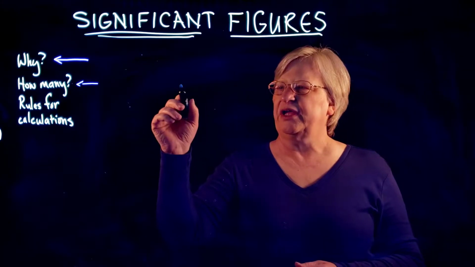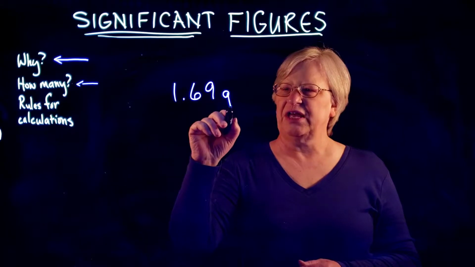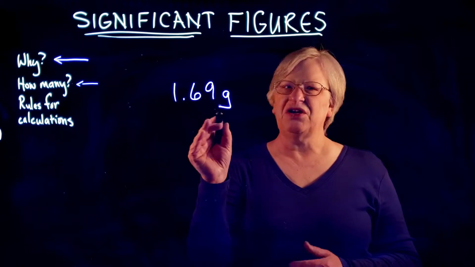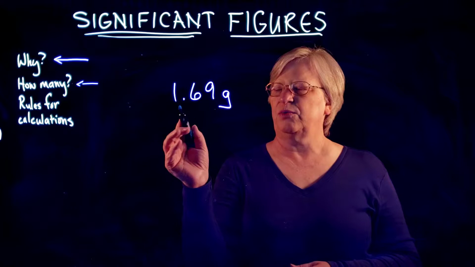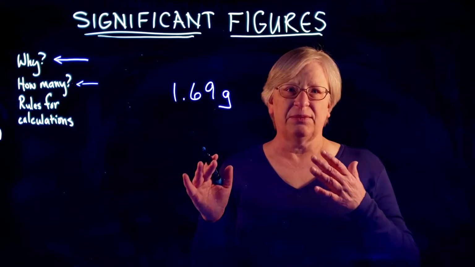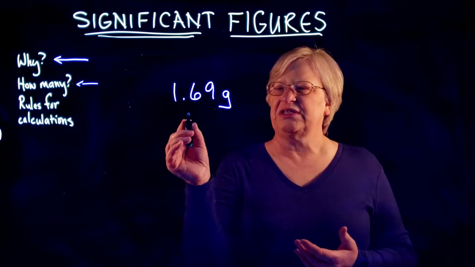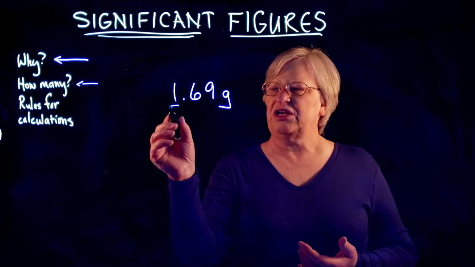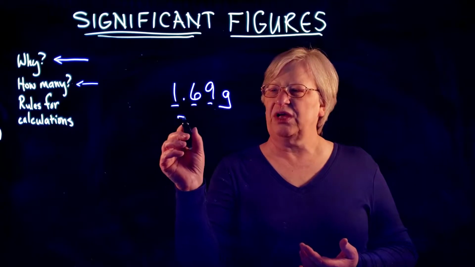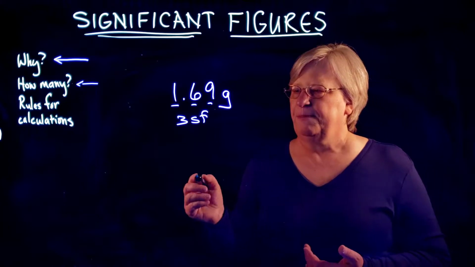So let's look at a number and say how many significant figures it has. When we measure something on a balance and the balance reads 1.69, all of those numbers have meaning. The balance is telling us it weighs 1.69 grams. So each of those numbers is measured. We have 3 significant figures, or 3 sig figs.